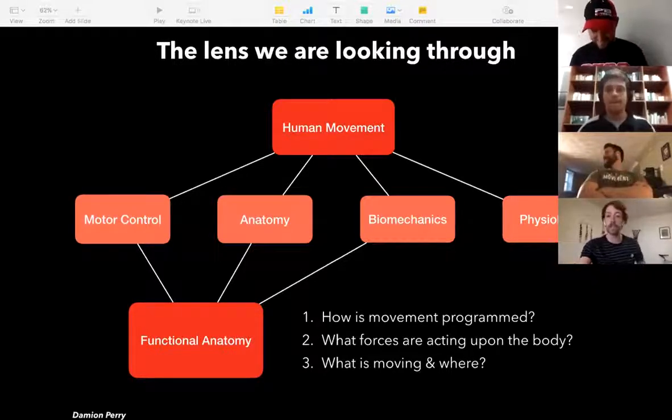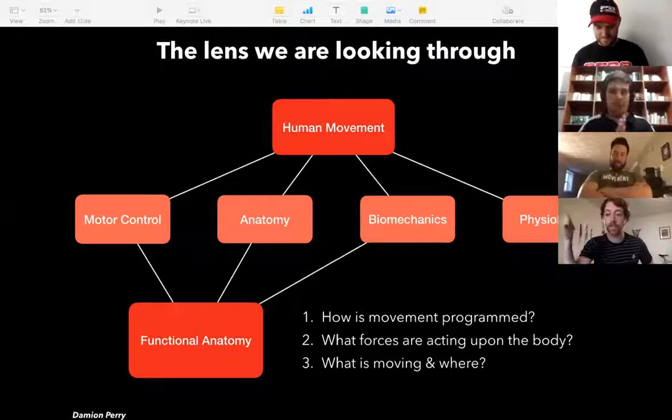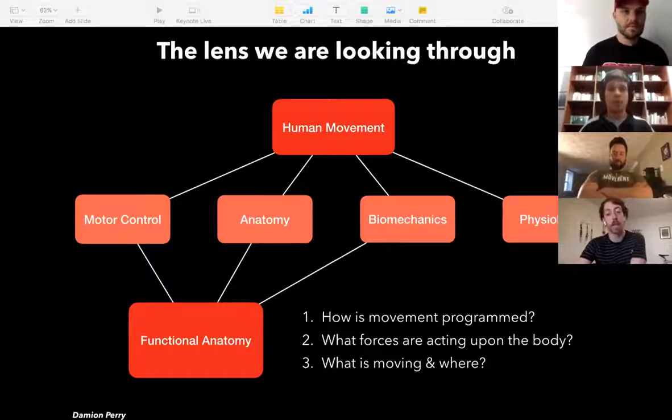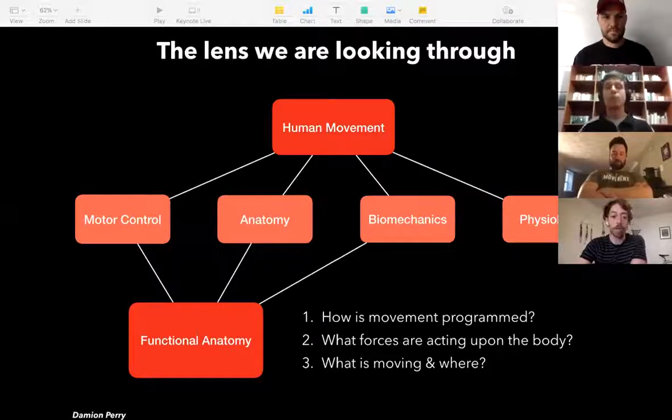So the lens we're looking through. With functional anatomy, Brendan sent over a lot of questions earlier, like, why is this important? What is this? What goes on? The thing is, you're not going to go get a bachelor's degree in functional anatomy. It doesn't exist. It is a specific part of many domains of human movement.